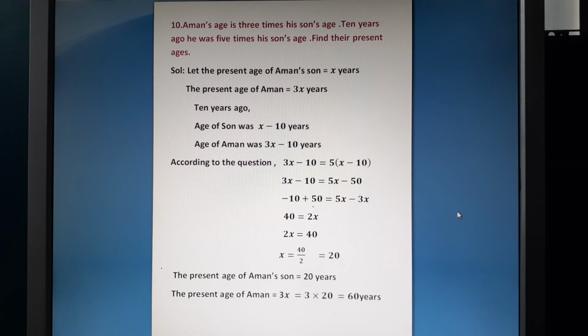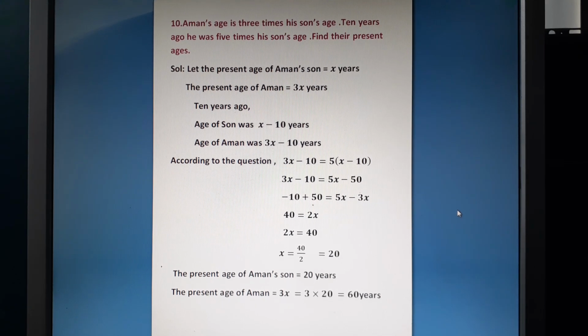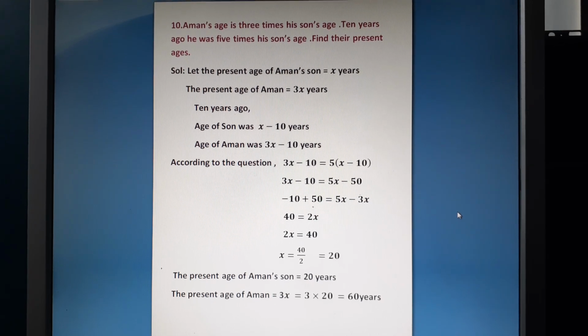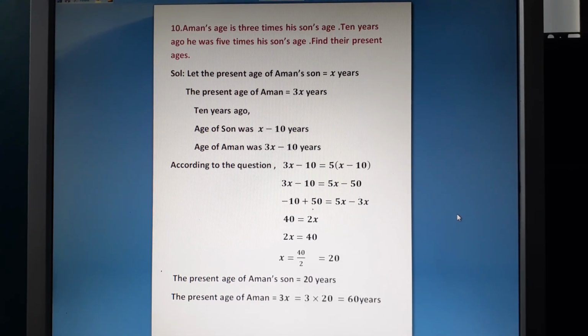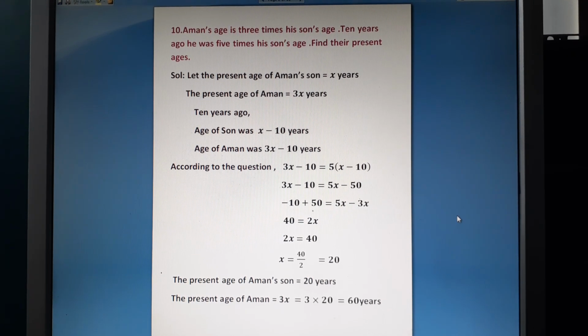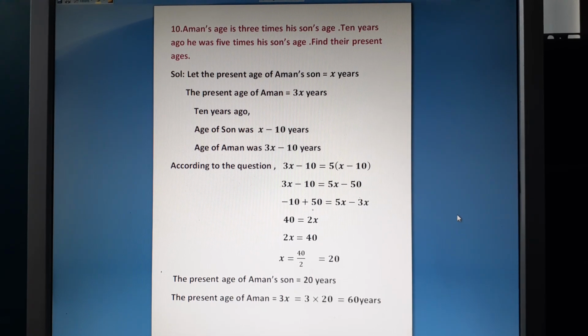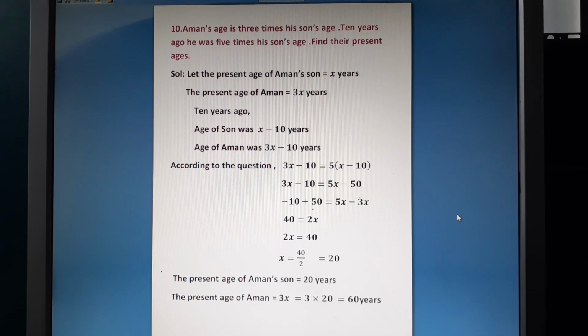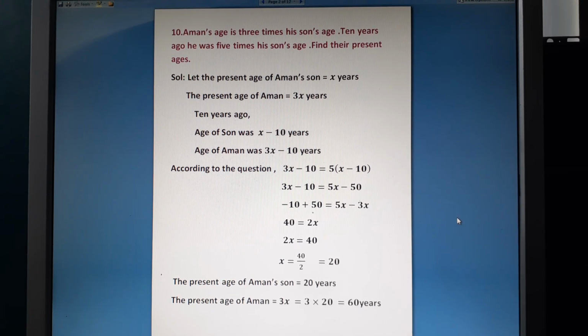So 3x minus 10, that is Aman's age 10 years ago, is equal to 5 times his son's age, 5 into x minus 10. That is, 3x minus 10 is equal to 5 into x minus 10. 3x minus 10 is equal to 5 into x, 5x, minus 5 into 10, 50. Take the left hand side 3x to the right hand side. It changes into 5x minus 3x.